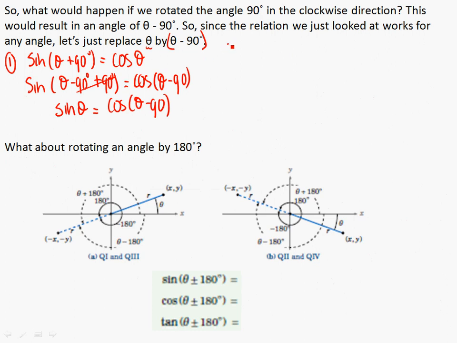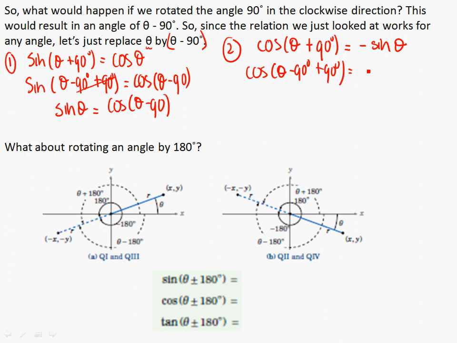So you can do that for the second one as well. The second property, or the second identity that we looked at, was that the cosine of theta plus 90 was equal to what? Theta plus 90 was a negative sine, right? Yes? Okay, so replace theta with theta minus 90. So you get a negative sine of theta minus 90.